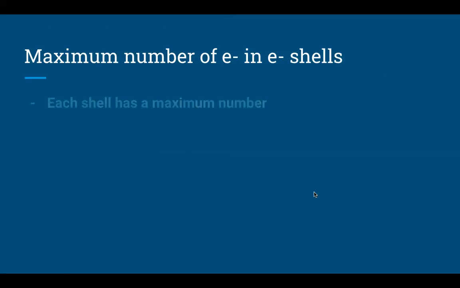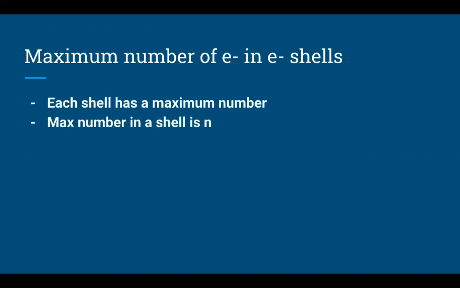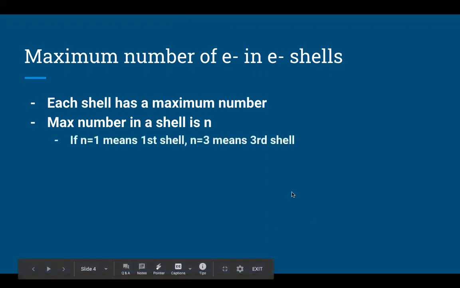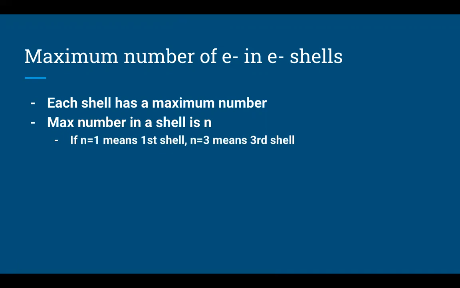There is a maximum number of electrons in these electron shells. Every shell is going to have a maximum amount. We refer to the shell number as n, like a variable X or Y or whatever, but we refer to it as n. So if n is equal to 1, it's the first shell. If n is equal to 3, it means the third shell.